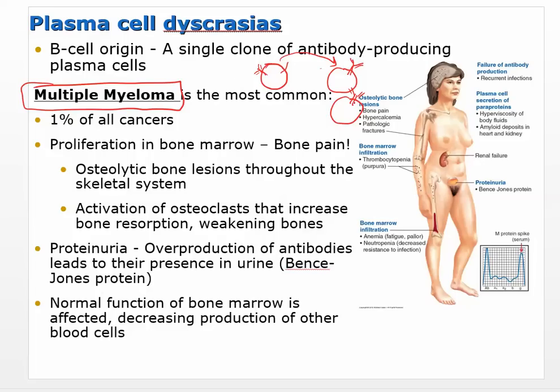A single clone of an antibody producing plasma cell. Remember, the plasma cells are the ones that are producing these antibodies and putting them out there. So the B cell will turn into these plasma cells, and then you have overproduction of antibody, but it's a very specific one. Multiple myeloma is by far and away the most common. It's actually 1% of all cancers. The proliferation happens in the bone marrow.